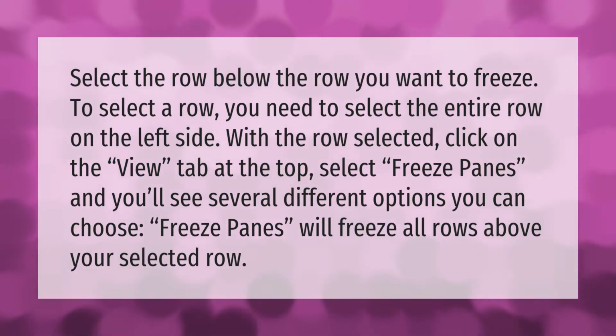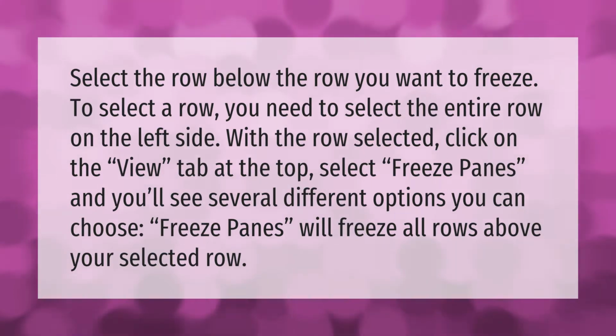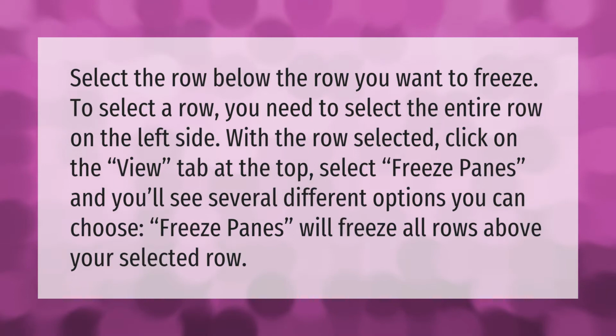Select the row below the row you want to freeze. To select a row, you need to select the entire row on the left side. With the row selected, click on the View tab at the top, select Freeze Panes, and you'll see several different options you can choose. Freeze Panes will freeze all rows above your selected row.